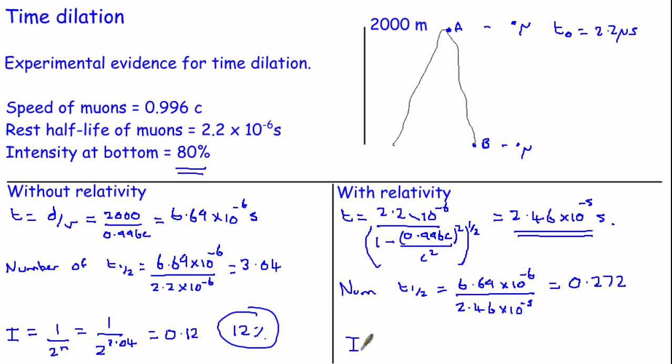And then we can do the same over here. The intensity at the bottom, as a fraction of what we started off with, is again 1 over 2 to the power n, where n is the number of half-lives. So it's 1 over 2 to the power of 0.272, and perhaps unsurprisingly gives us 0.83. So in other words, from a calculation point of view, approximately 83% of these muons should get from the top to the bottom, which compares incredibly favourably with what is actually observed. So without relativity, doesn't work. With relativity, does. So that's your experimental evidence, if you like, for relativity.